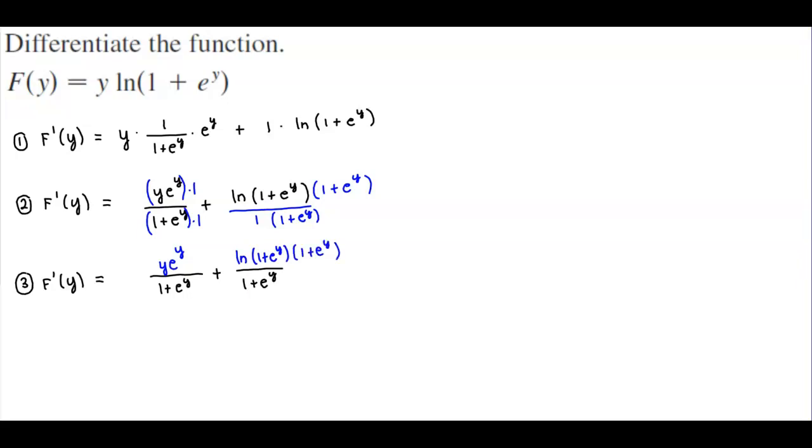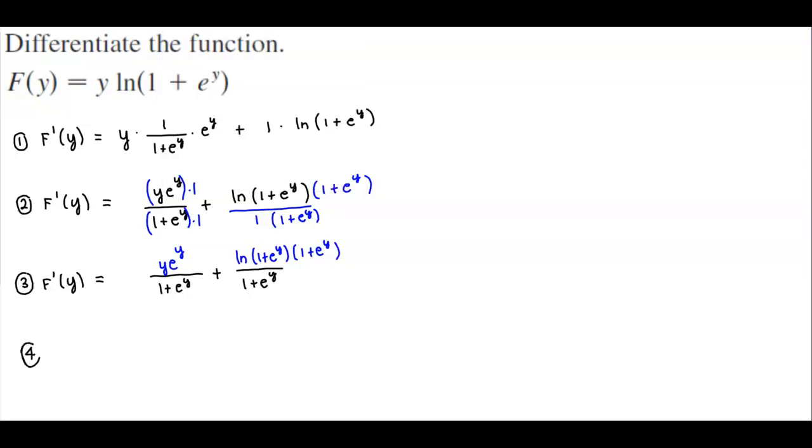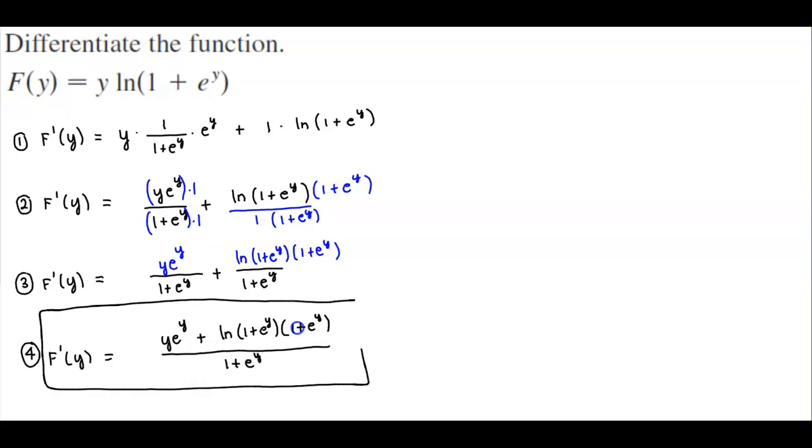And so if we wanted to write this as one term, then we would say that f prime of y is going to equal y e to the y plus the natural log of 1 plus e to the y times 1 plus e to the y, all over the common denominator of 1 plus e to the y. And therefore, that is the derivative of that function.